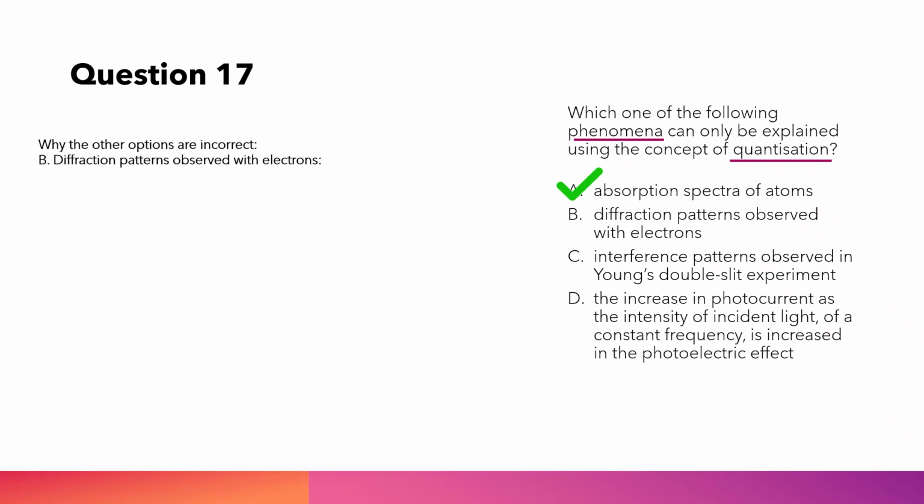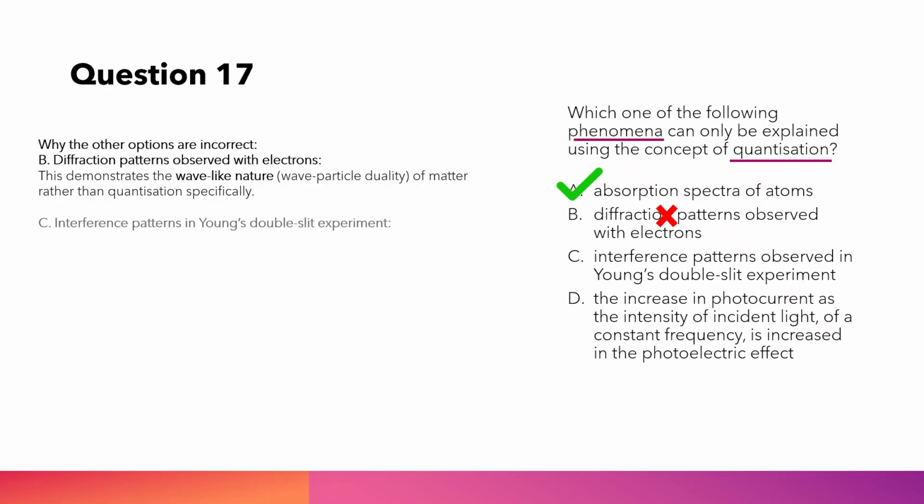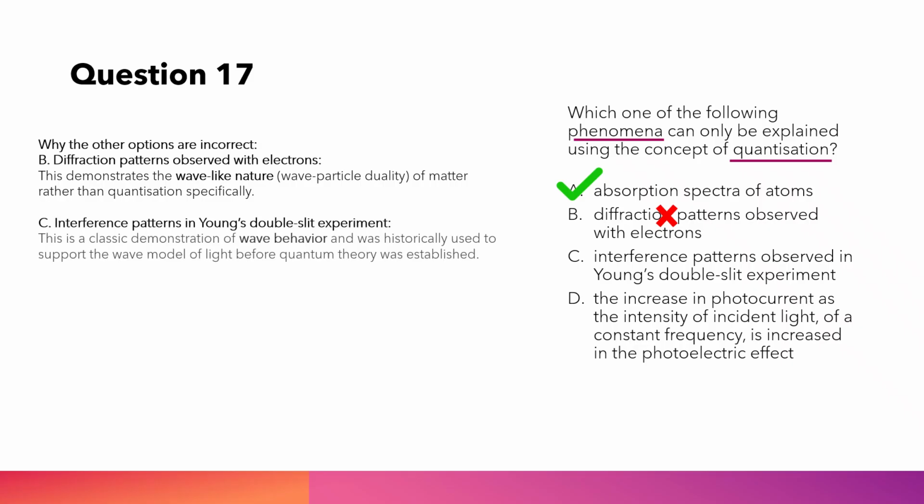B. Diffraction patterns observed with electrons. This demonstrates the wave-like nature, wave-particle duality, of matter rather than quantization specifically. C. Interference patterns in Young's double-slit experiment. This is a classic demonstration of wave behavior, and was historically used to support the wave model of light before quantum theory was established.